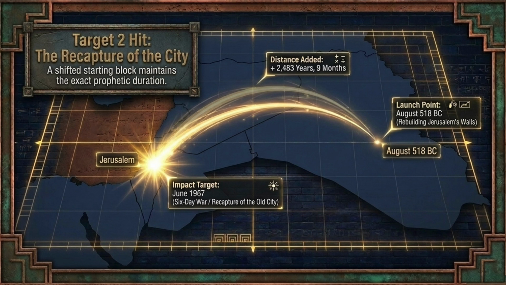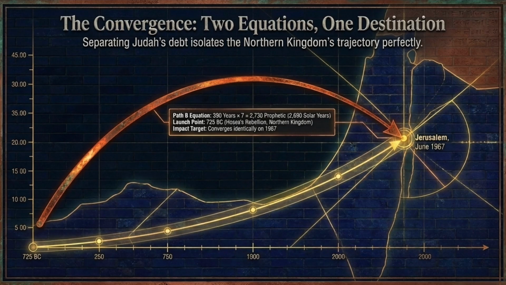Okay. Historically, the northern kingdom's final doomed rebellion under King Hoshea against the Assyrians, the rebellion that sealed their fate, began in 725 BC. So if you start the clock at Hoshea's rebellion in 725 BC and add the 2,690 solar years of punishment, you land once again squarely on 1967. Yes. You have two completely different starting points, separated by 2 centuries. You have 2 different mathematical paths based on different variables within the same Ezekiel text. And yet both equations converge on the exact same year. The sheer mathematical elegance of it is what captivates the study group.